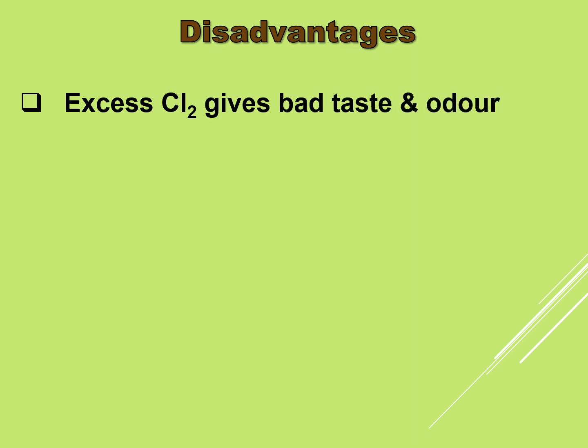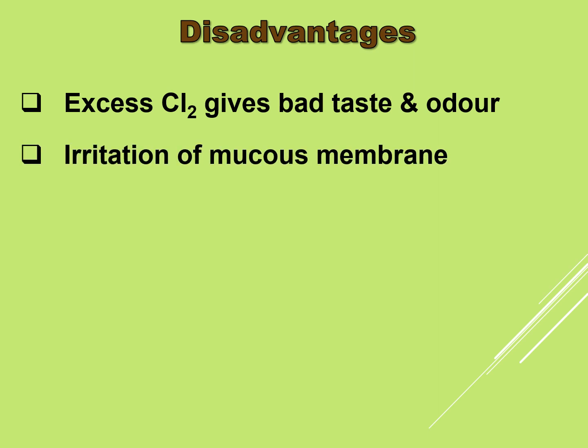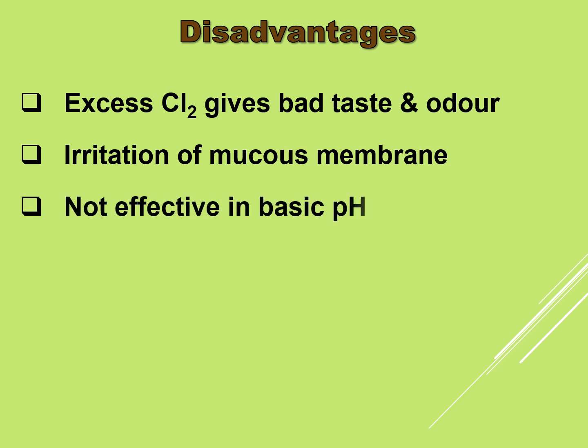Disadvantages. What are the disadvantages? Excess chlorine gives a bad taste and odor. This is a general complaint that we always have, isn't it? Sometimes even in our houses or in the hostels or places like that, the regular complaint is excess chlorine. There is a bad taste and odor. Irritation of the mucous membrane. Excess chlorine causes irritation of the mucous membrane.